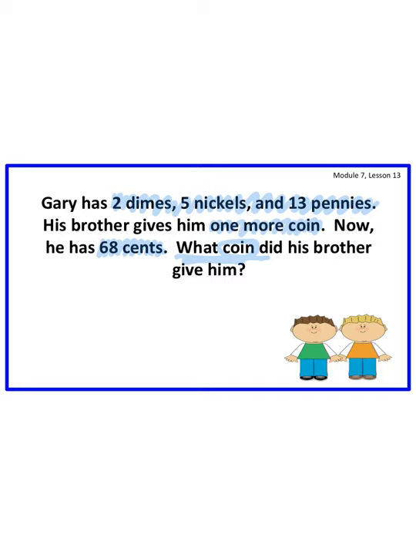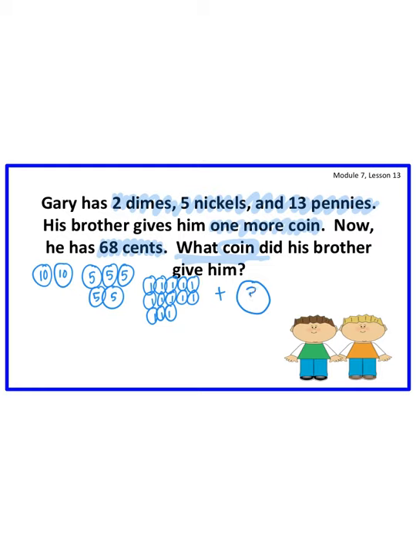So let's think about it. He has 2 dimes, 5 nickels, and 13 pennies. Boom, 13 pennies. All right. His brother gives him 1 mystery coin, and now he has 68 cents. So we want to know what the mystery coin is. See if you can figure it out yourself. Pause the video, try it on your own, and then come back.